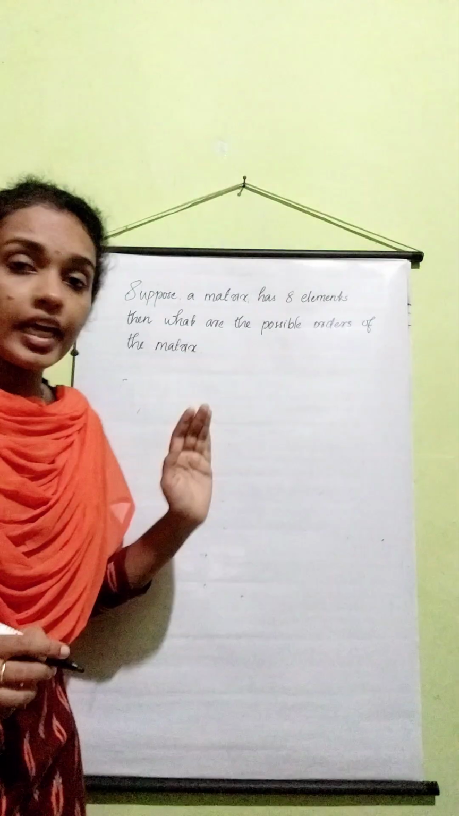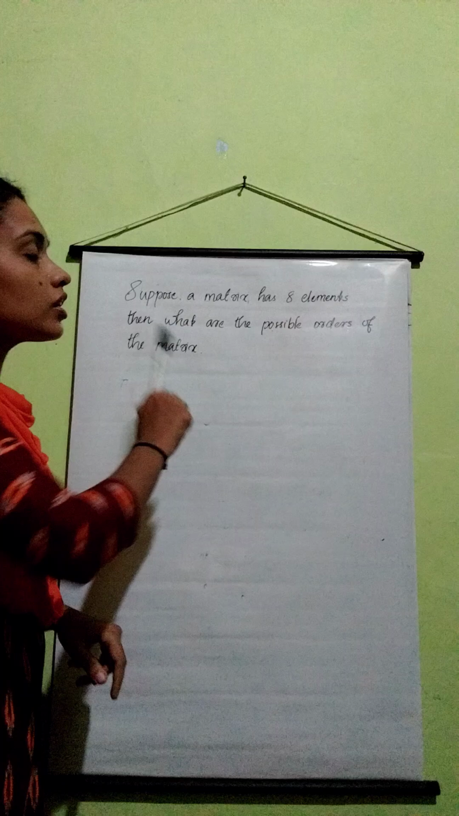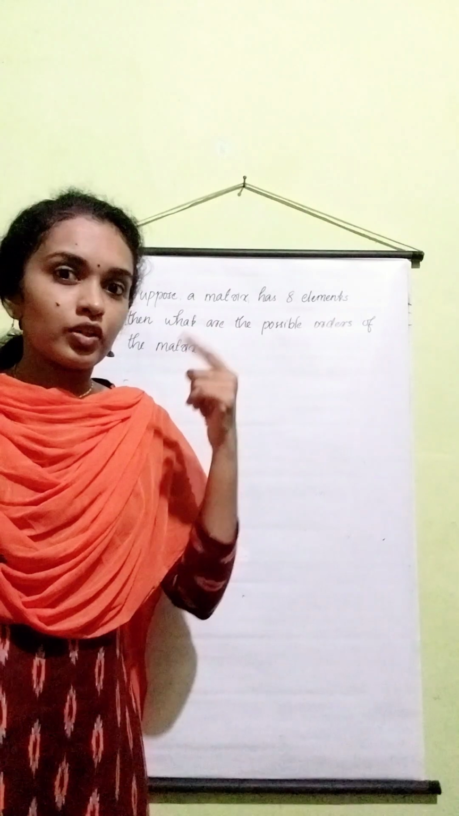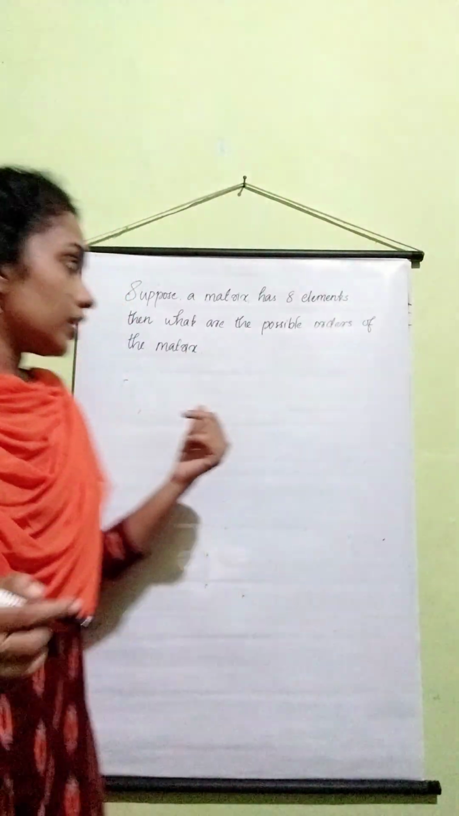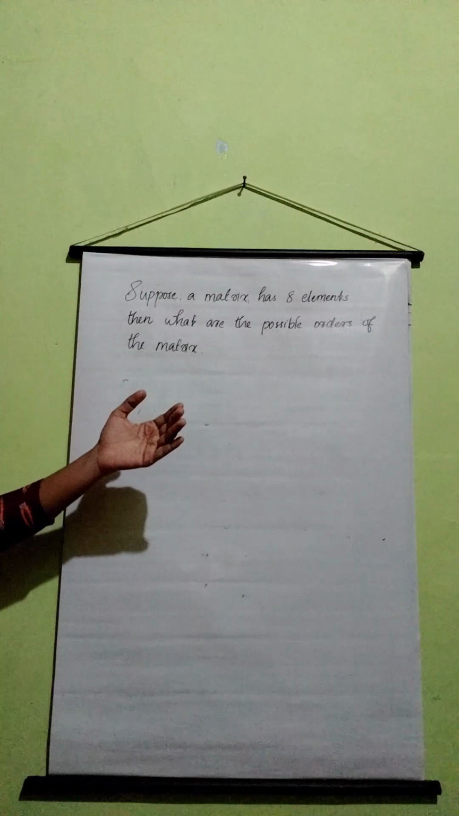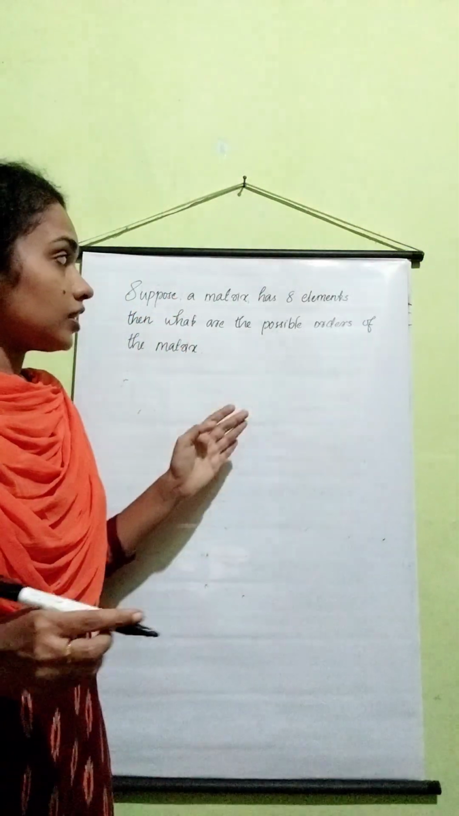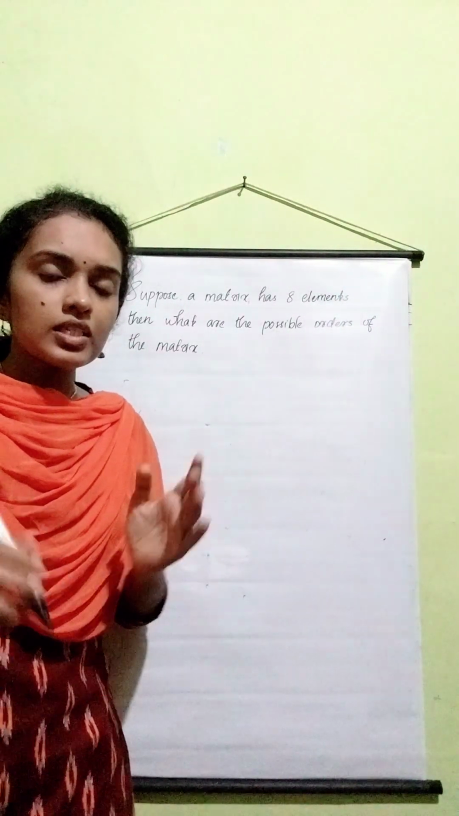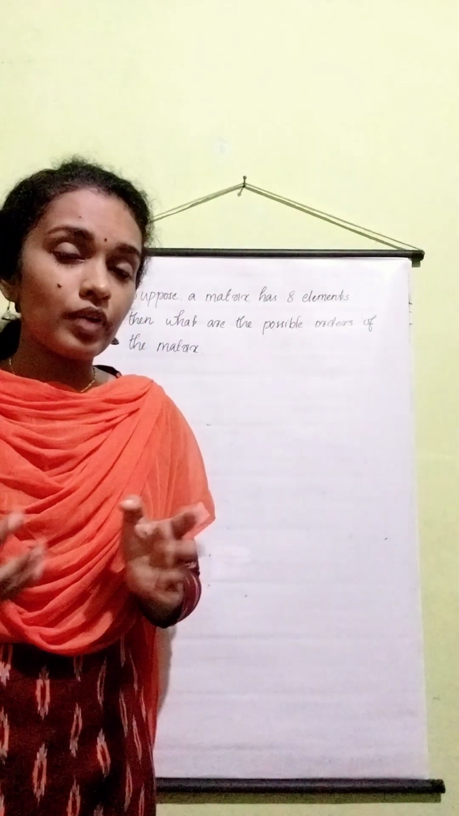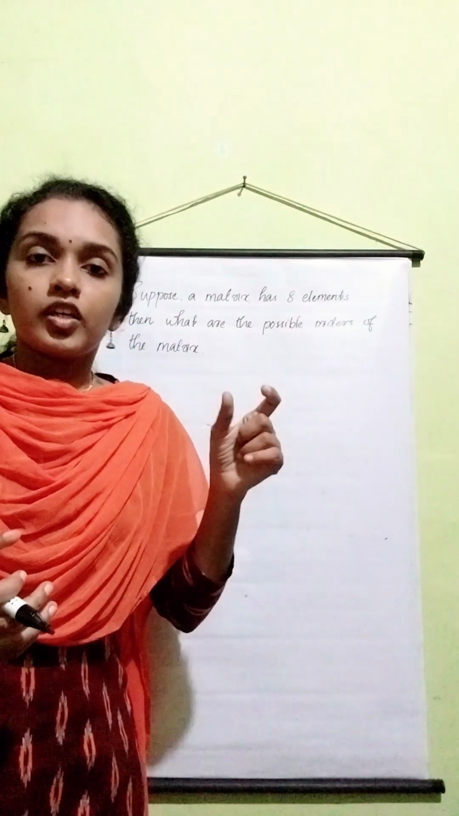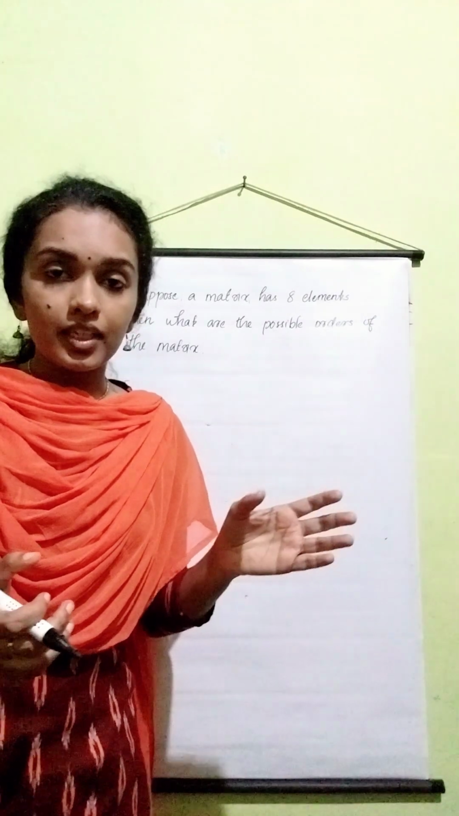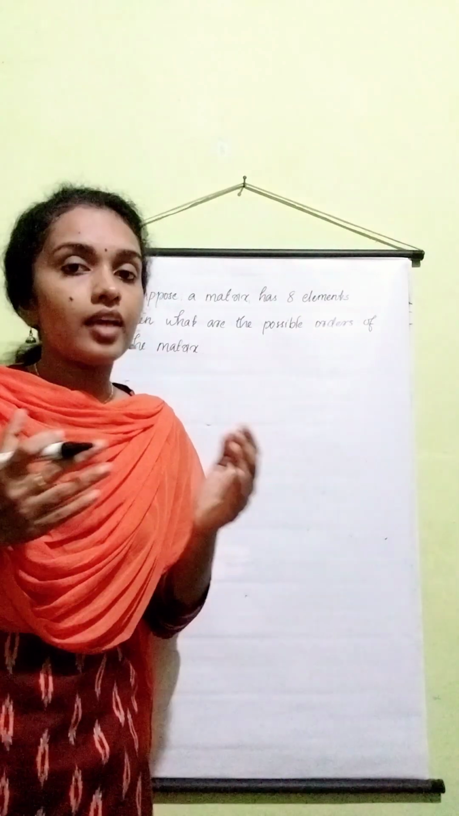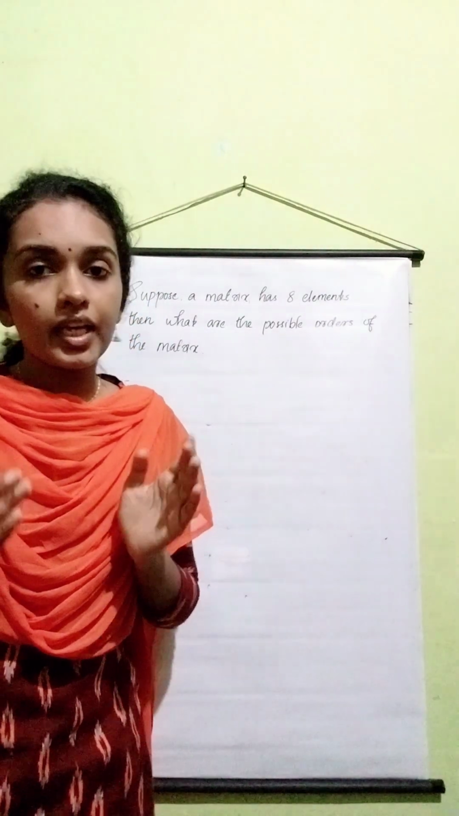Suppose a matrix has 8 elements, then what are the possible orders of the matrix? So, to solve this problem, we have to recall the note we have learned just before, isn't it? That means if we know the order of a matrix, we can find the number of elements. But here, the number of elements is given. We have to find the possible orders. What is the relation between the order of a matrix and the number of elements of a matrix? If the order of a matrix is m by n, then the total number of elements of the matrix is the product of the rows and columns, that is m multiplied by n.